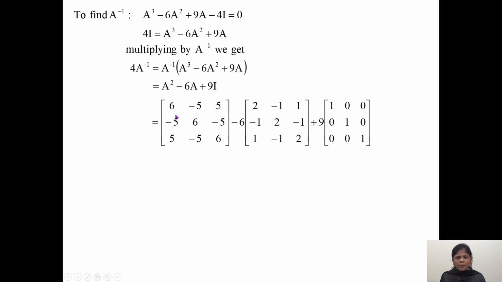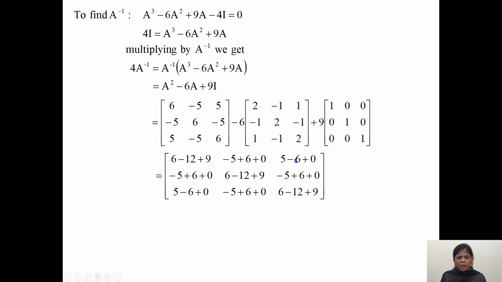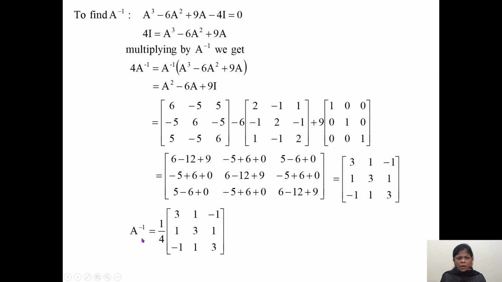We have the values of a square, a and I. Put them in this equation on the right hand side and simplify. So we get the simplified form like this. Now these are the values of 4A inverse. But what I want is A inverse. So just multiply by 1 by 4. So this is what is required as the inverse of the matrix. So with the help of Cayley-Hamilton theorem, one can easily get the inverse of a matrix.